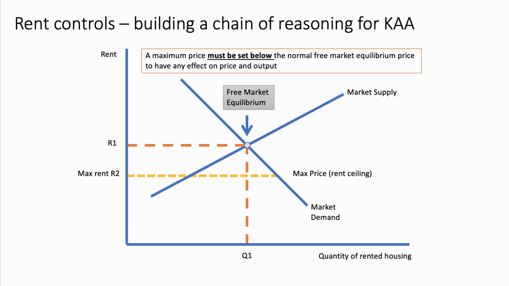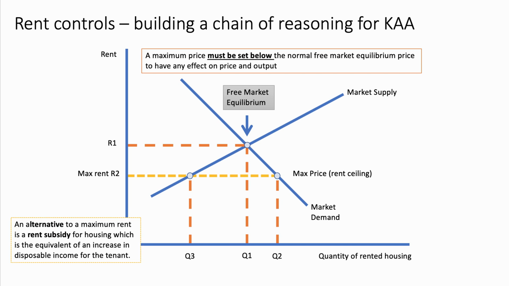So if we set the rent at R2, the ceiling is below. Well, good news for some people because they can now afford to rent a property at a cheaper rent than before. But equally, we're hinting in our chain of reasoning that some landlords may say, enough of this, I'm going to actually not make as many rooms or houses available for rent at R2. So you end up with a shortage equal to Q3, Q2.